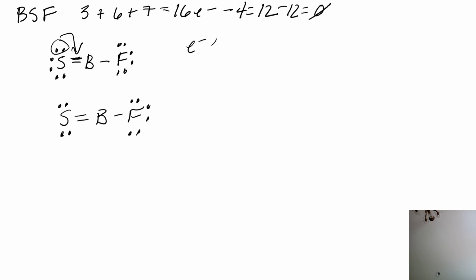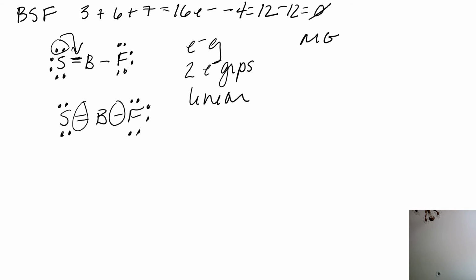Electron geometry. How many electron groups? Two electron groups, which corresponds to linear geometry. Molecular geometry. The two electron groups are bonding groups. We have 0 non-bonding groups. So our molecular geometry is also linear.